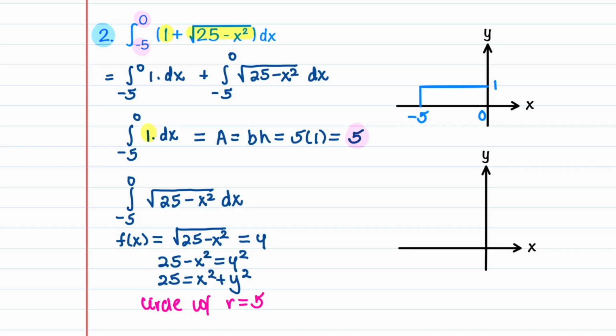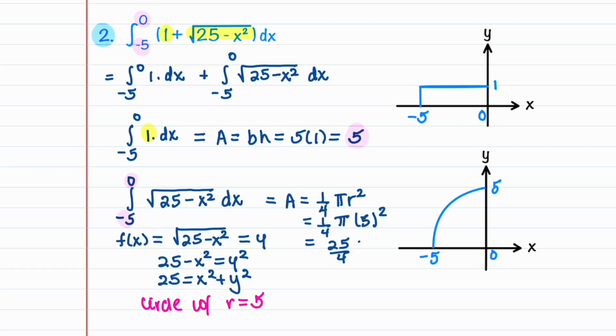Notice now that we are integrating from minus 5 to 0. So we actually have 1/4 of a circle. And that circle looks like this, where this point is minus 5, and this point up here is 5, and that's 0. So we can say that our integral is our area, and it's 1/4 our area, which is pi r squared. So this is 1/4 times pi times 5 squared. And this gives us an answer of 25/4 times pi.